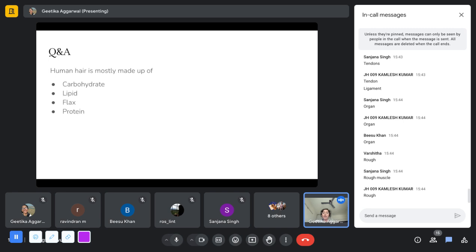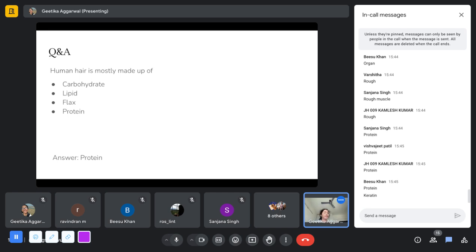So correct, rough muscle. Human hair is mostly made up of dash. Carbohydrates, lipids, flax, or protein. Protein is the correct answer. So, what kind of a protein is found in the human hair? Keratin. Yes, we've already discussed this.